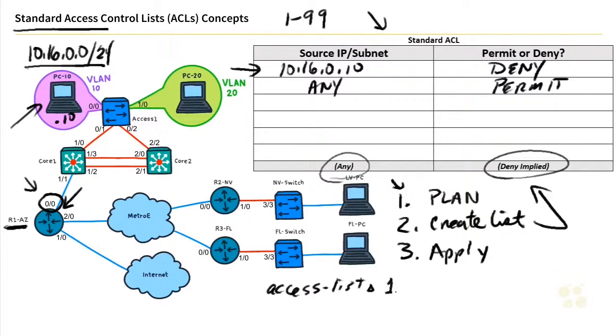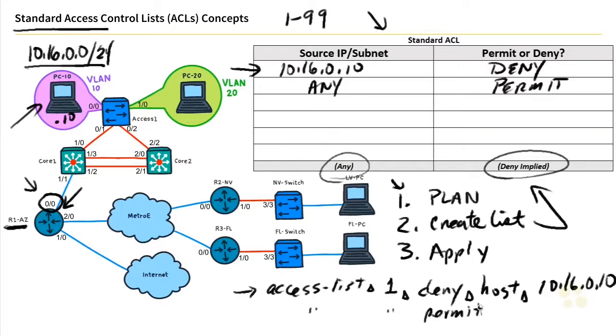So we'd put a 1 right here, space, and then we specify whether we want to permit or deny. Our first entry is going to be deny. Because we want to deny that specific host of 10.16.0.10, we can use the keyword host, space, and then the host IP address of 10.16.0.10. So that's our first entry. Then we'd create our second entry for the permit any, and that would go like this: access-list 1 permit any. And that's the syntax for creating the two-entry access control list on the Cisco router.